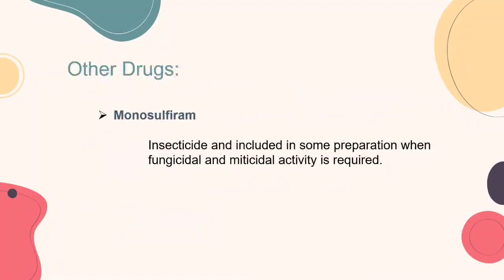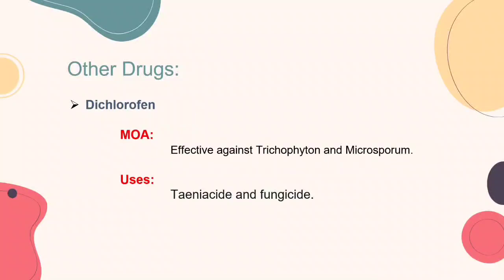These are the other drugs that are involved in the miscellaneous antifungals. First is monosulfiram. It is an insecticide and included in some preparations when fungicidal and miticidal activity is required. Next is dichlorophen. Its mode of action is that it is effective against Trichophyton and Microsporum. It is used as a tenicide and fungicide. It is available as a 2% ointment or alcoholic solution.